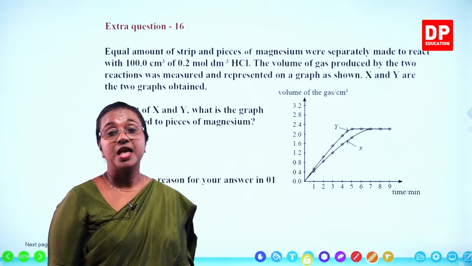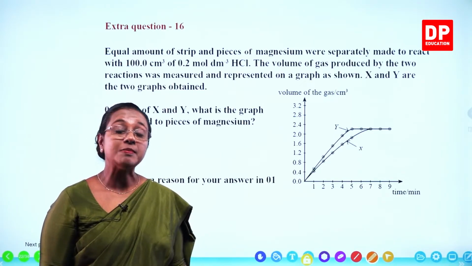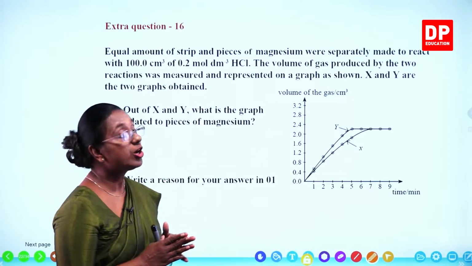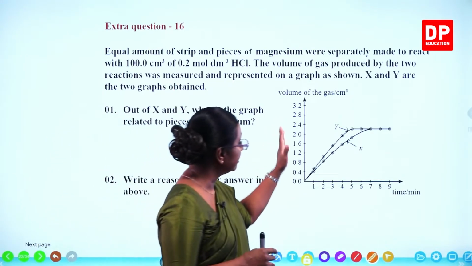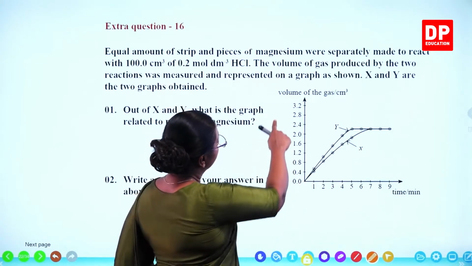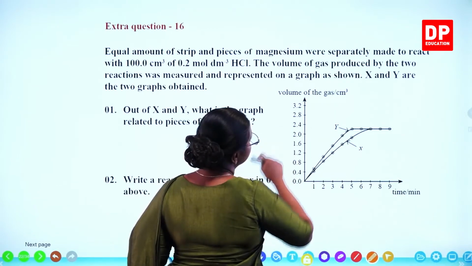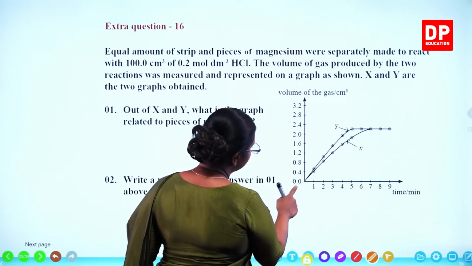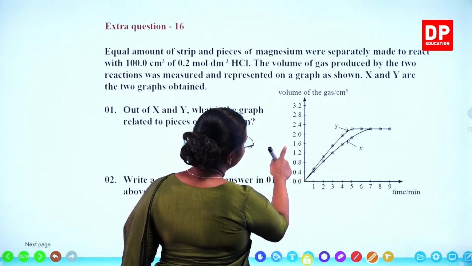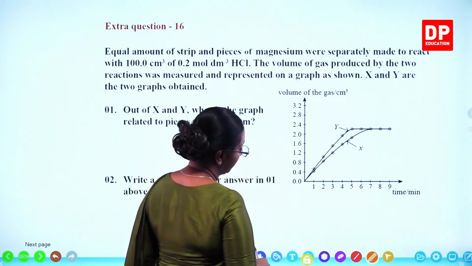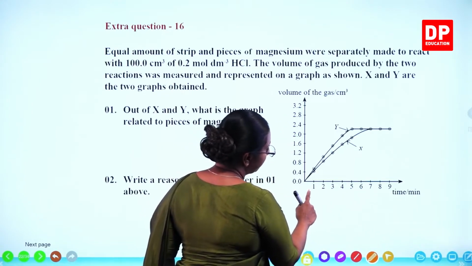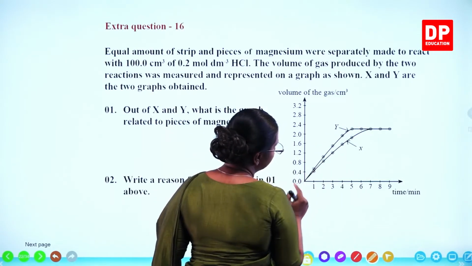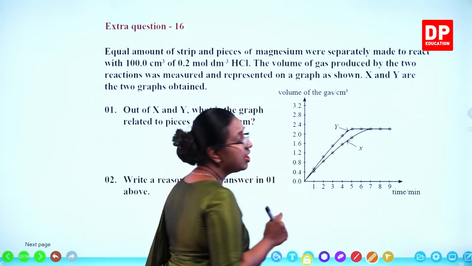So what happens there? Magnesium reacts with HCl, forming magnesium chloride and releasing hydrogen gas. So they have collected the hydrogen gas and the volume of hydrogen gas was measured and it had been plotted. If you look at the graph, on the y-axis we have volume of the gas in centimeter cubes, x-axis is time in minutes. And you can see it has been calibrated 0, 0.4, 0.8, 1.2, 1.6, 2, 2.4, 2.8 and 3.2. On this side, the time is given from 1 to 9 minutes. Then you can see there are two graphs. One is x, the other one is y.